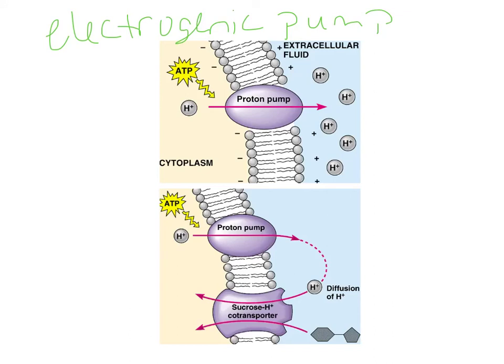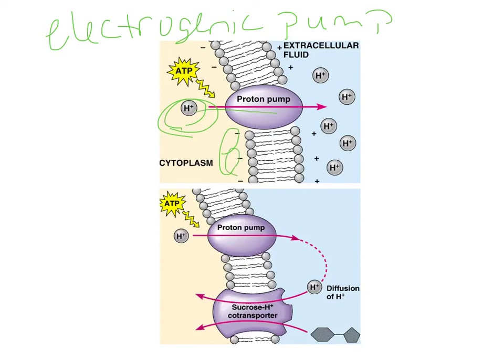Okay, so it's also sometimes called an electrogenic pump. So an electrogenic pump, or a proton pump, is going to pump ions, in particular usually hydrogen ions, against the concentration and charge gradient. You'll notice the hydrogen ion has a positive charge here, and the inside of the cell is a little bit negative.